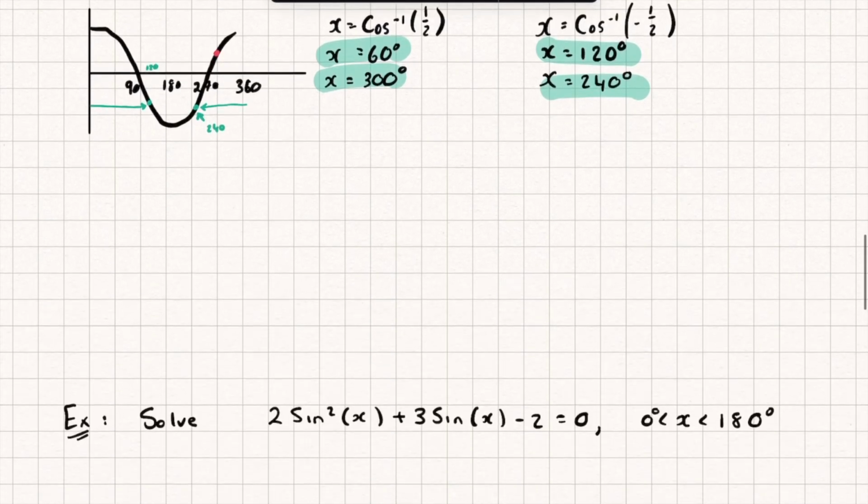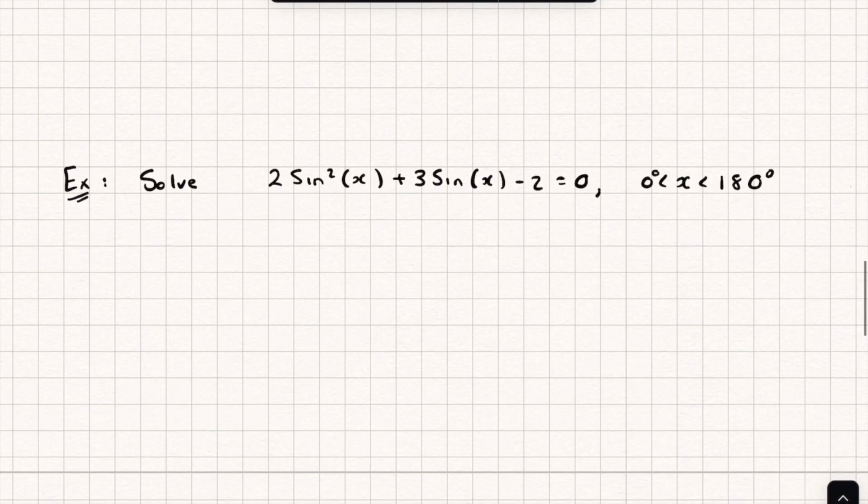Let's look at the second question, where here it looks a bit more complicated. We've got 2 sine squared x plus 3 sine x minus 2 equals 0, and we're solving it between 0 and 180 degrees. Now this is what we call a hidden quadratic. It's just a quadratic equation, except rather than being written in terms of x, like we usually see, it's written in terms of sine of x.